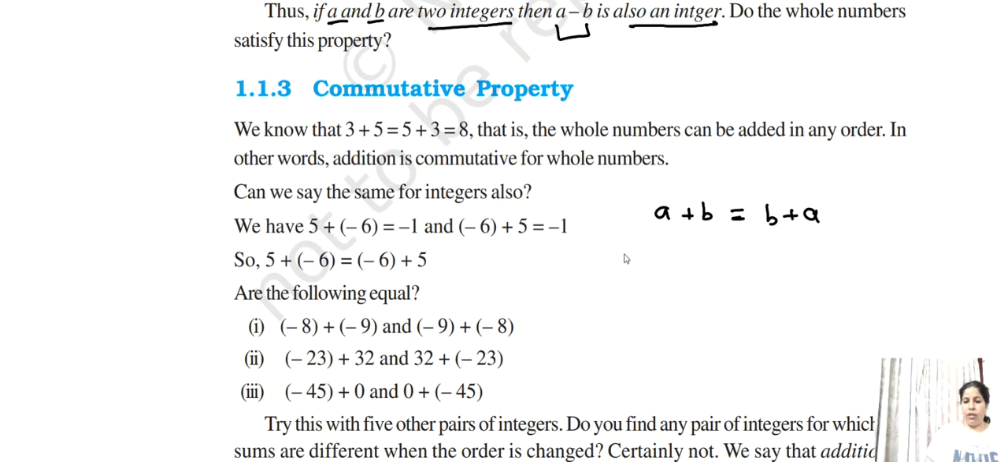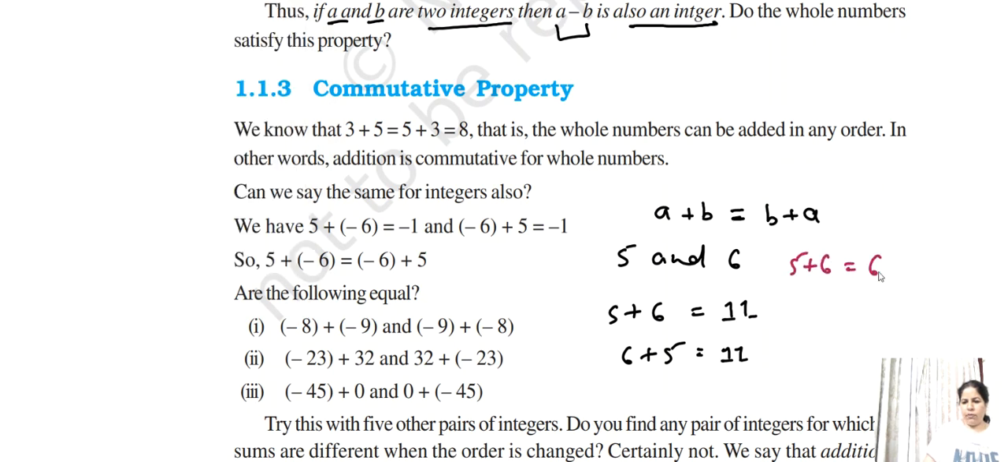Fine, if we have two integers like 5 and 6, we will check a plus b, means 5 plus 6 equals 11, and 6 plus 5 equals again 11. So we can say that 5 plus 6 equals 6 plus 5. So it is showing that the integers are following commutative property.